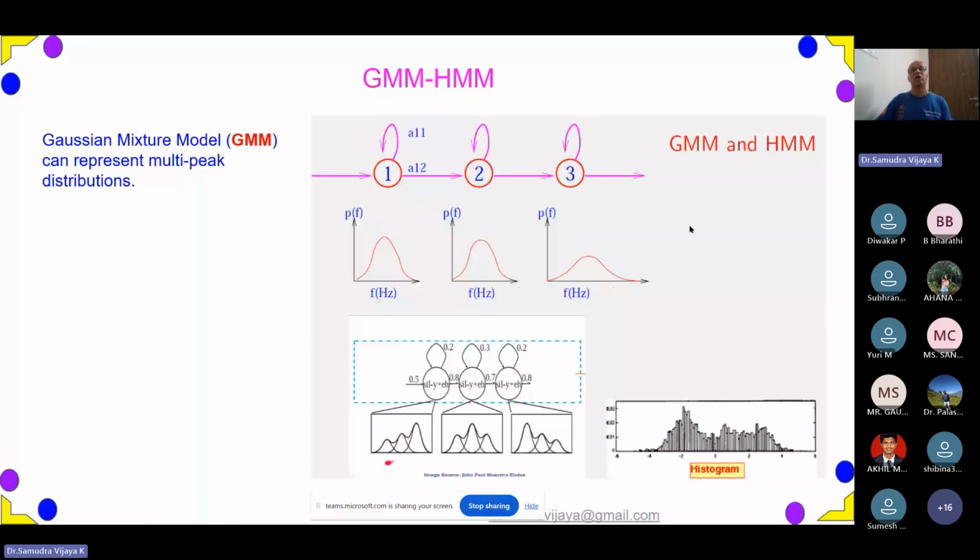Such a model is called a Gaussian mixture model, hidden Markov model. So this was one of the popular models that was used in the traditional way. There's a statistical model, the hidden Markov model, which represents a sequence of patterns, whereas the Gaussian mixture model represents one particular part, and how the characteristics vary within that particular state or part.